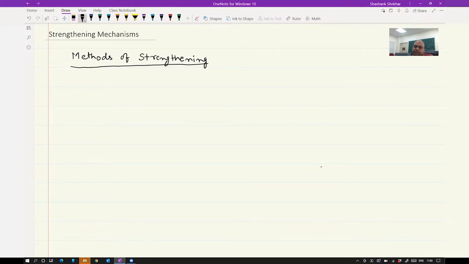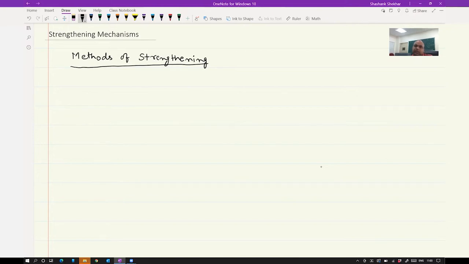So there are different mechanisms to enhance the strength. We are going to discuss that also. And other than pure aluminum, suppose this is an alloy, then how do you increase the strength, right? All these mechanisms related to increase in the strength of a given alloy, we are going to talk about it.